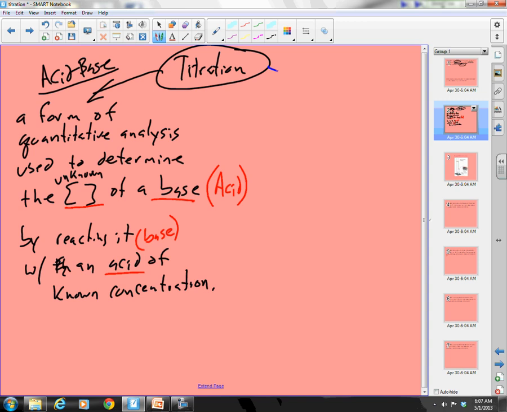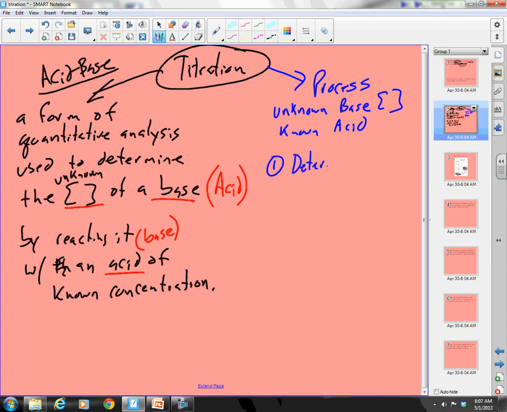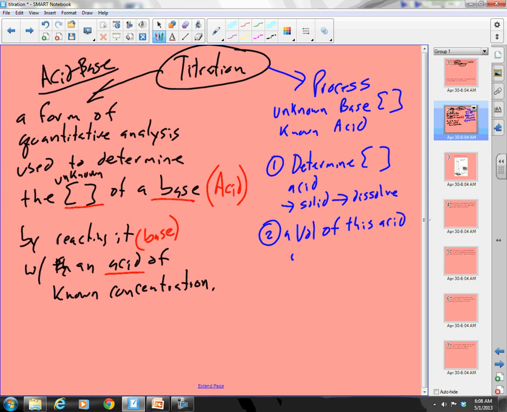Now, what is my process for titration? What are we going to do? Well, let's talk just about an unknown. Let's say we have an unknown base concentration, and we have a known acid concentration. Here's what we're going to usually do. We're first going to determine the concentration of the acid. How we might do that is we might take a solid acid and dissolve it, and we want to get as many sig figs out of this as we can. Then we're going to take a volume of this acid and put it in a flask, an Erlenmeyer flask.